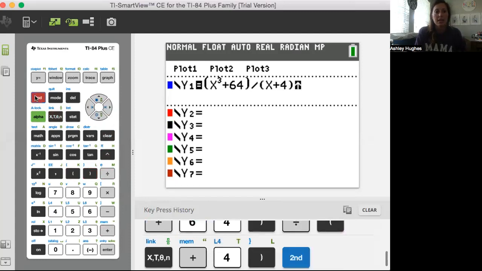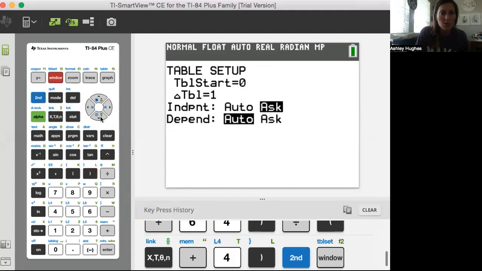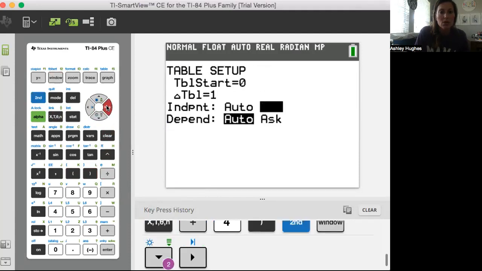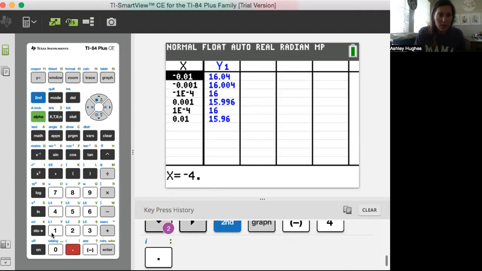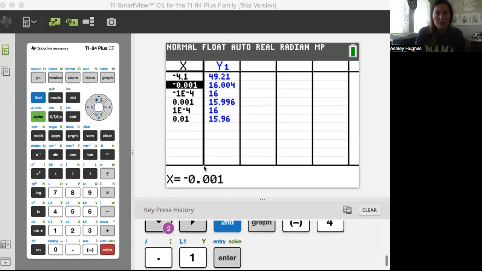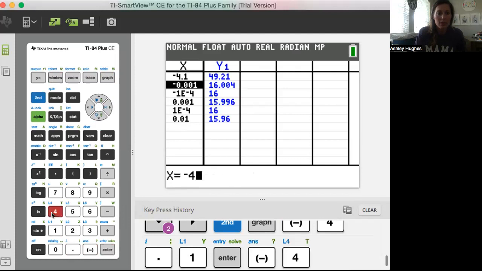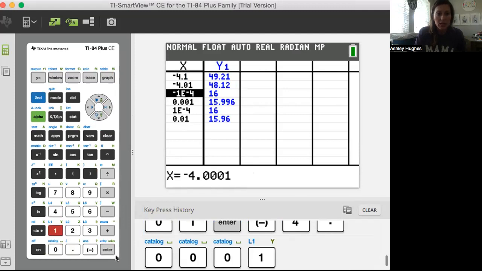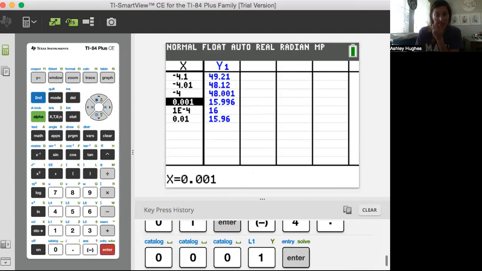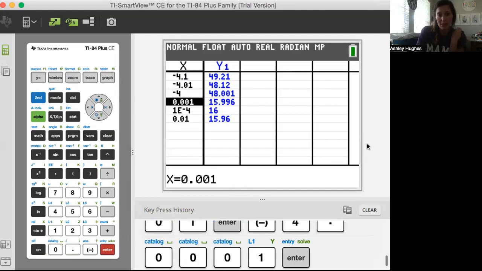And remember, you go to second and then you hit window, which is table set, and you change the independent variable to ask. Then you go to your table and you type in whatever they said to type in. So in this case, we're typing in negative 4.1, and we get something. Then I'm going to type in negative 4.01, and then negative 4.001. So I'm getting closer and closer to negative 4 without actually equaling negative 4. Even though it showed it as negative 4, it's not technically.